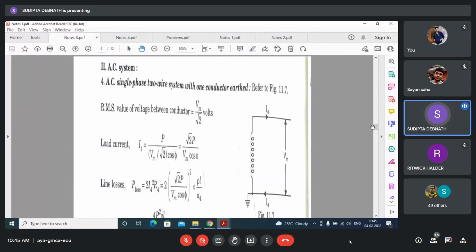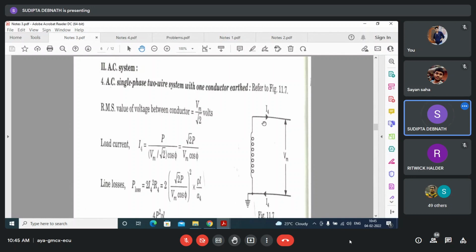Now the same derivations for the AC single phase system. So AC single phase system, 2-wire system, one conductor is earthed. What I have told is that you have considered Vm to be same. So for power, what you have to write? Vm by √2 I cos theta.